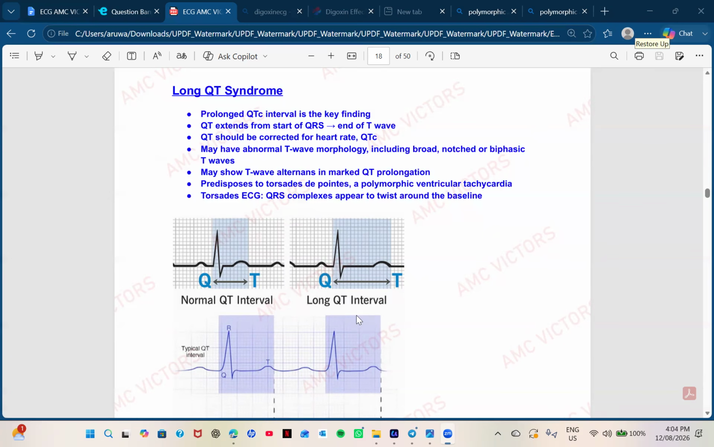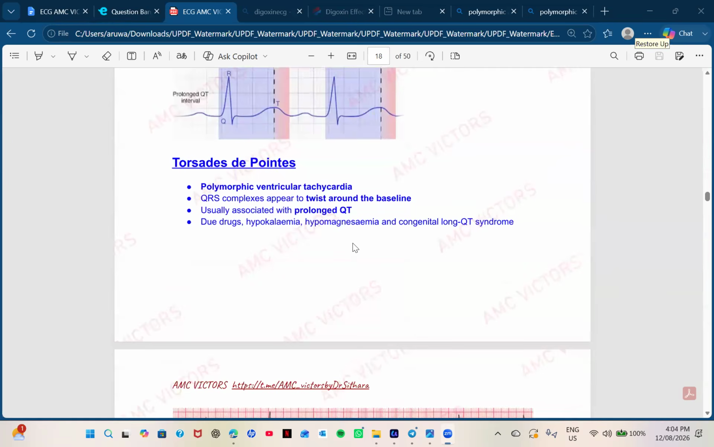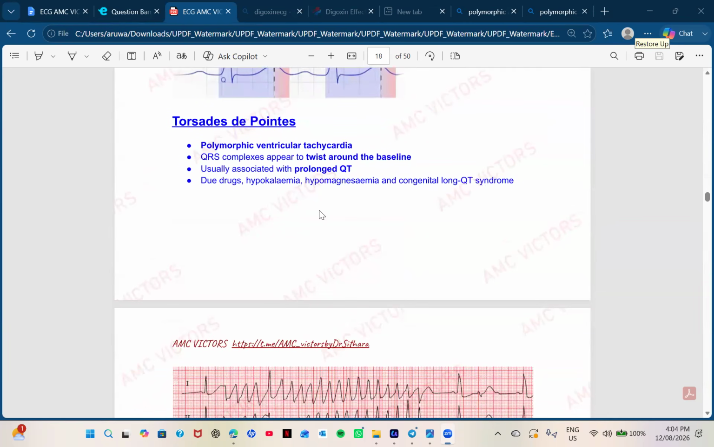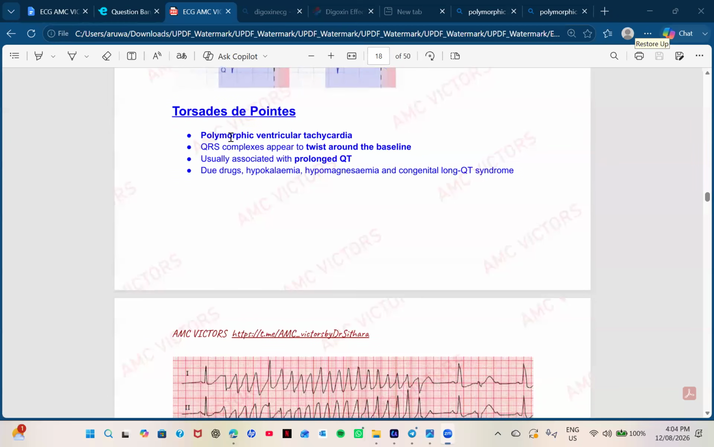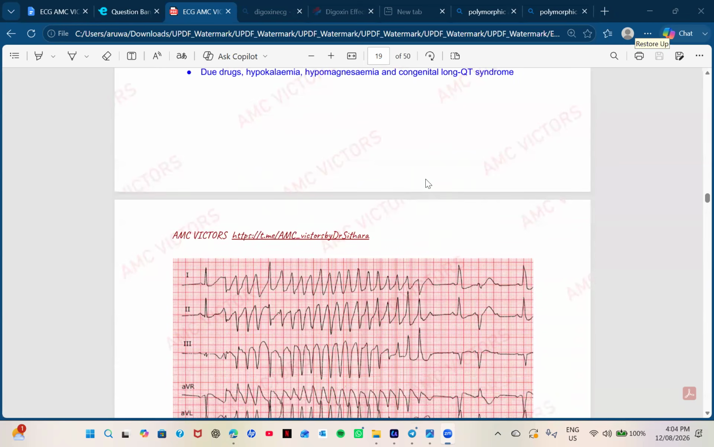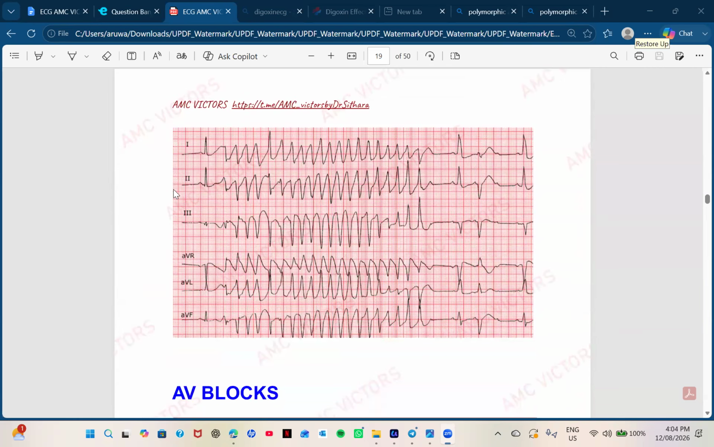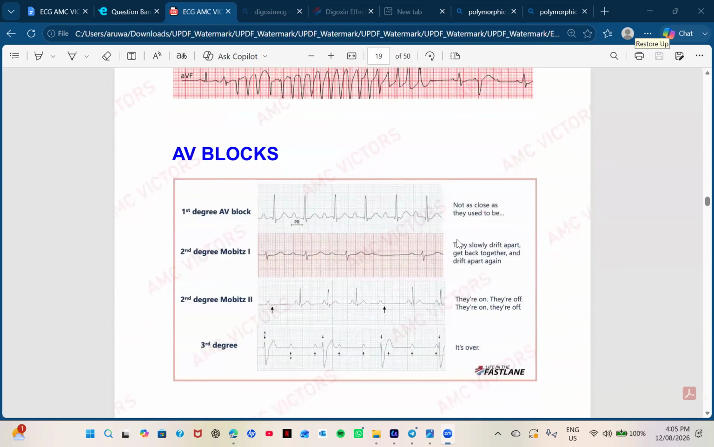So how does it present? Patients can have palpitations, syncope, seizure-like episodes, and there can be sudden cardiac arrest as well. Okay, so torsades de pointes is polymorphic ventricular tachycardia where the QRS complexes appear to twist around the baseline, usually associated with prolonged QT, drugs and electrolyte abnormalities. Can you see? Torsades de pointes.